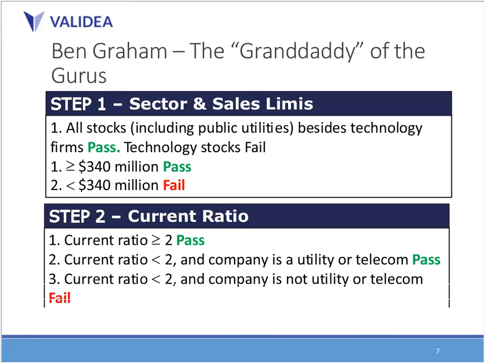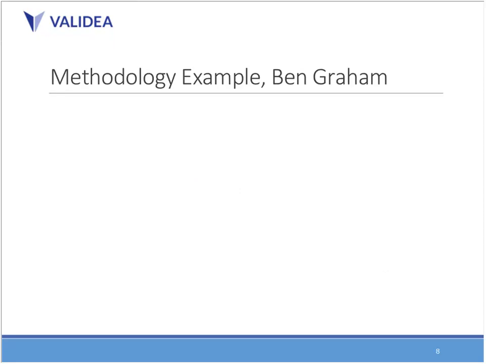Second was the current ratio, something that a lot of accountants use. If the current ratio is greater than 2, which is considered pretty conservative by most CPAs, then it passes. If the current ratio is less than 2, he would give an exception if the company was a utility or telecom, because they were regulated and therefore able to generate and cover their cash flow. But if the current ratio is less than 2, he basically failed that particular company.